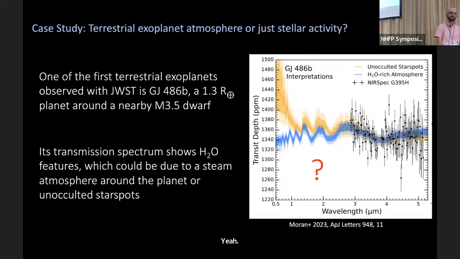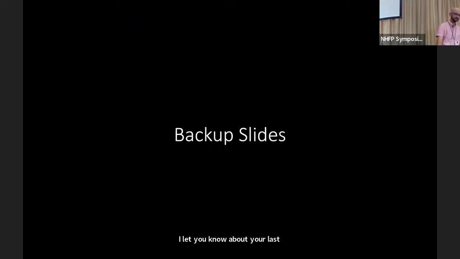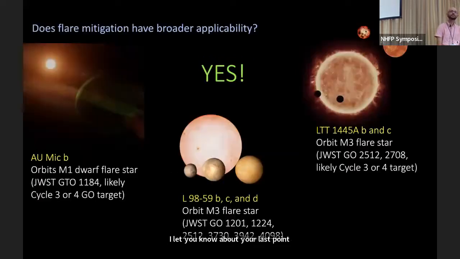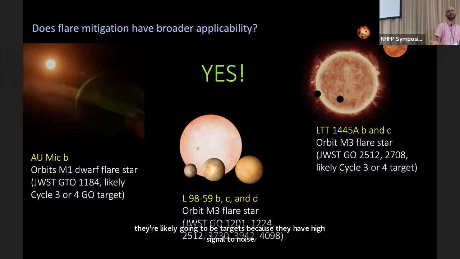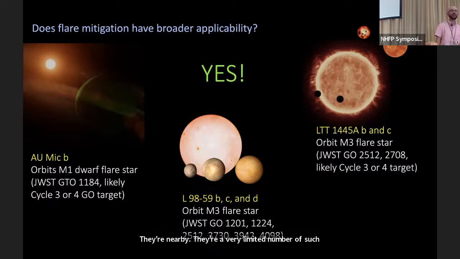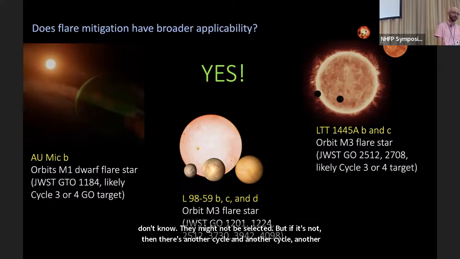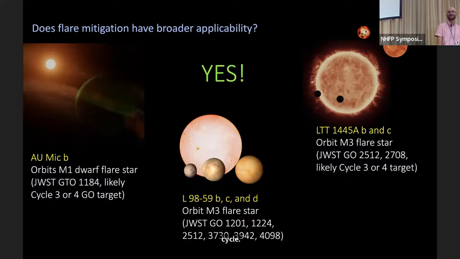I want to know about your last point about the planets that are going to be concerned. Do you have any insights on how we know that AU Mic and LTT are going to be Cycle 3 and Cycle 4 targets? I don't know. I'm just saying they're likely going to be targets because they have high signal to noise. They're nearby. There are a very limited number of such planets. And I know at least a couple of people who are writing proposals for at least a couple of these, myself being one of them. Okay, so it's going to happen. I don't know. It might not be selected, but if it's not, then there's another cycle and another cycle and another cycle, and there's only a handful of these planets. So I assume that they'll be observed. Some of them though have already been heavily observed, and I list programs that have already done that. Cool, thank you.